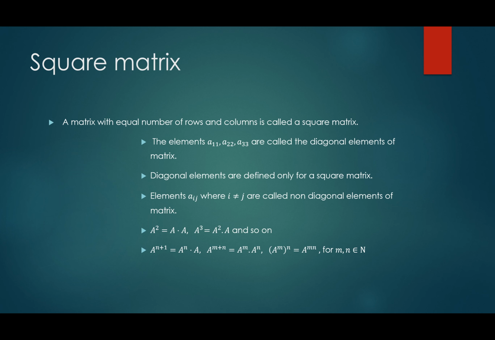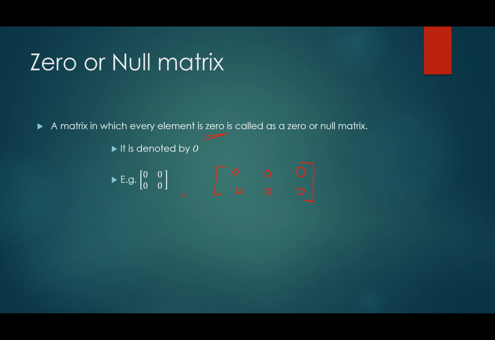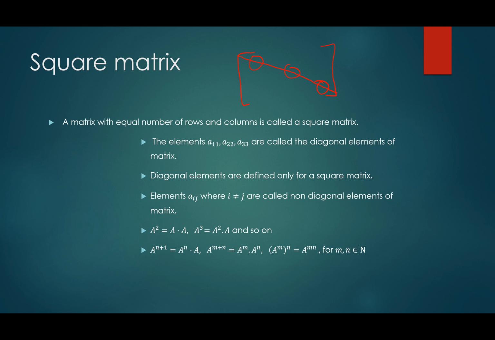Okay, now why diagonals? Because when we draw a square matrix like this one, this line looks like a diagonal of a square matrix. Hence those elements which are on this diagonal are also called diagonal elements of a given matrix. What is important is that diagonal elements are defined only for a square matrix, because in a rectangular matrix we do not have a diagonal. In geometry we do have a diagonal in rectangles also, but in the field of matrices we don't have diagonals for rectangular matrices.